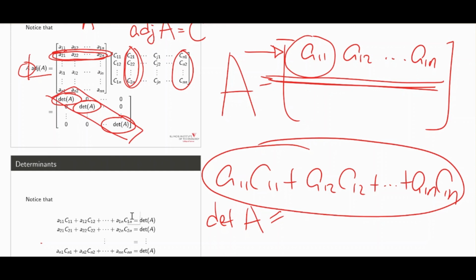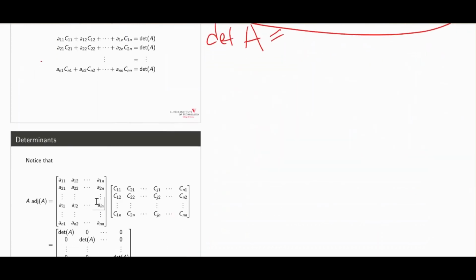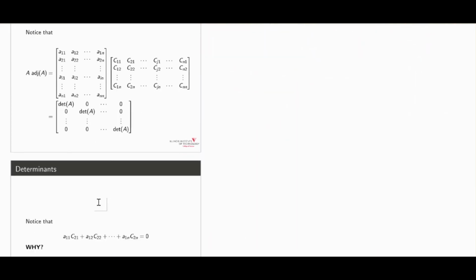Now, I'm claiming that everything that is off diagonal, everything that is right here, the entries that are away from the diagonal, are all going to be 0. So I'm claiming that if you take this and multiply this, you get the determinant. But if you multiply this, you will get 0. If you multiply this, you will get 0, and so on.